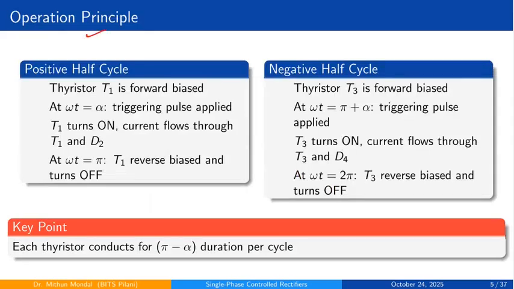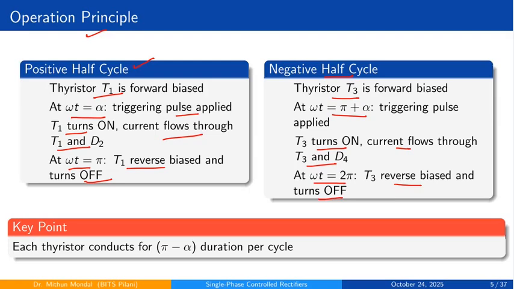The operation principle: in the positive half cycle, the thyristor T1 is forward biased, and at omega t equal to alpha, the triggering is done when we apply the pulse. The thyristor T1 will turn on and the current will start flowing from thyristor T1 through the diode D2. At omega t equal to pi, the thyristor T1 is reverse biased and it will turn off. What happens in the negative half cycle? The thyristor T3 is now forward biased, and at omega t equal to pi plus alpha, the triggering pulse will be applied. So T3 will turn on and current will start flowing through T3 and D4. At omega t equal to 2 pi, T3 is reverse biased and turns off.